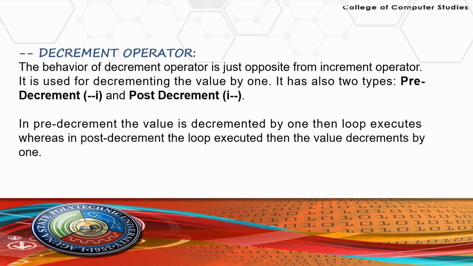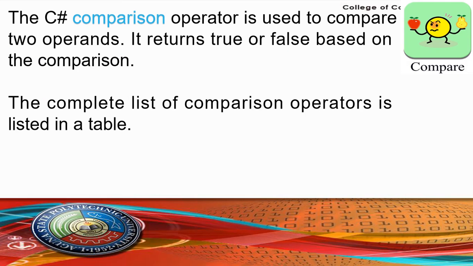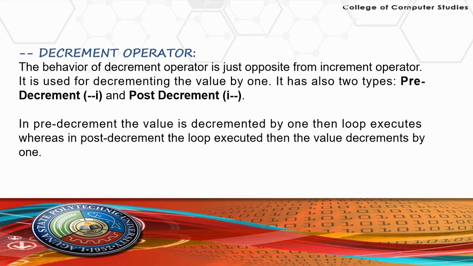If increment will increase by 1, decrement will subtract 1. The behavior of the decrement operator is just the opposite of the increment operator. It is used for decrementing the value by 1. It also has pre-decrement and post-decrement. Again, you will learn more of this when you go to our topic about repetition statements. Just keep in mind, I++ is the same as I is equal to I plus 1, and I-- is the same as I is equal to I minus 1.